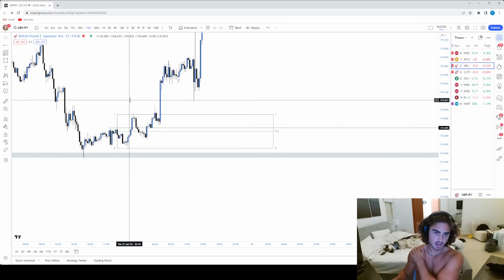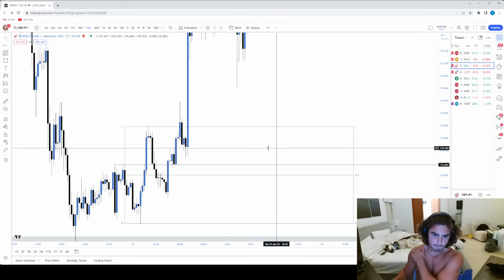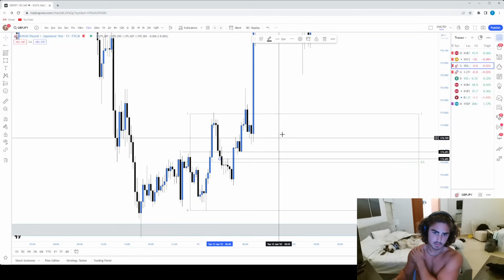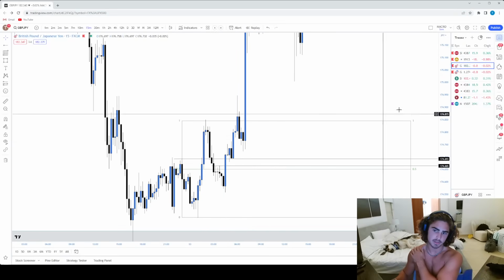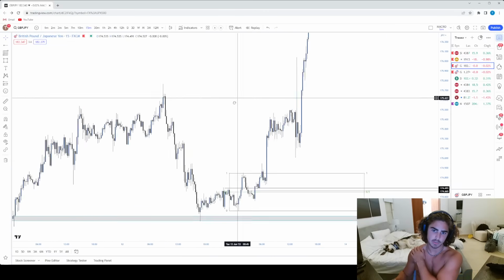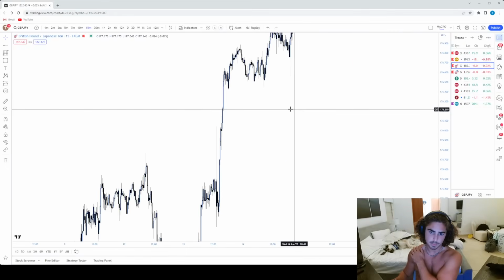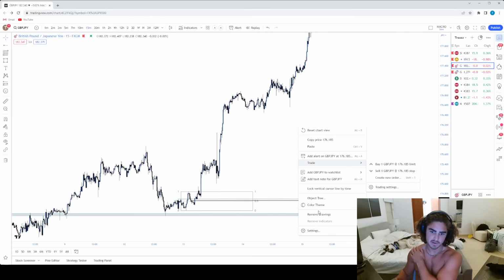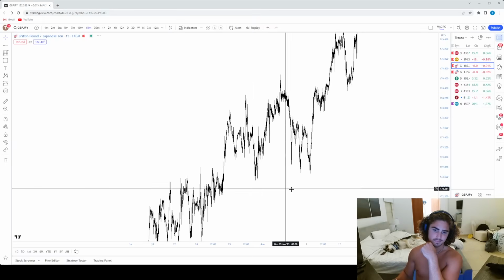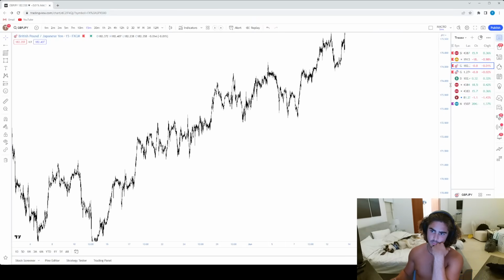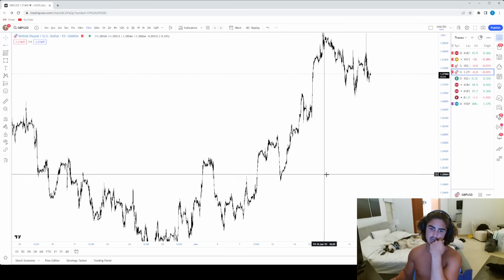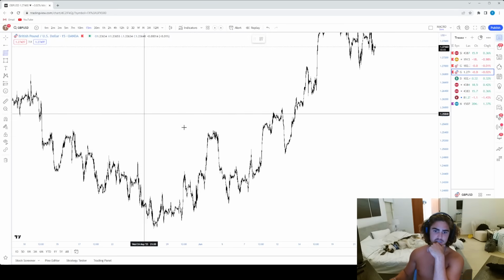We break structure on the hourly. Then we break structure on the 15 minute. But this candle, boom, long it, stop under here. Where can we target? Previous areas of liquidity. Simple shit, man. Very, very simple shit. It's just a retracement tool. Nothing more than that.